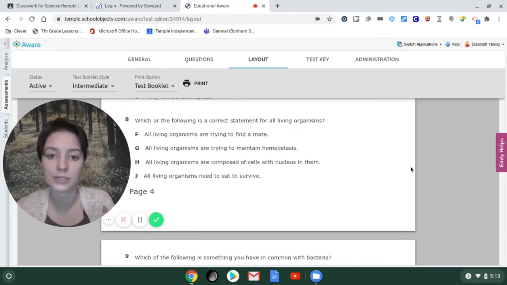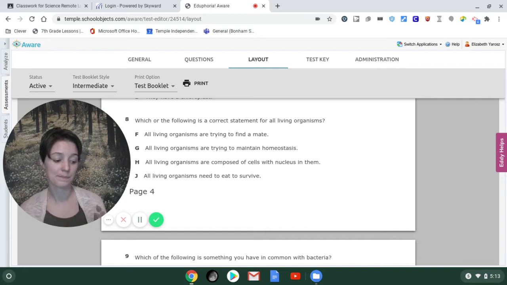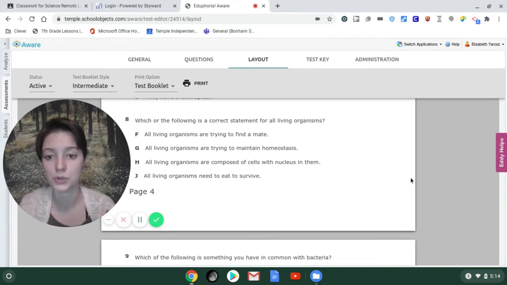Number 8, which of the following is a correct statement for all living things? Again, this is your cell theory foldable. F, all living organisms are trying to find a mate. Not necessarily. Animals like us, yes, we have to find a mate to make offspring or babies, but bacteria and a lot of other organisms can just clone themselves. If you have bacteria multiplying on a countertop because you haven't cleaned the raw chicken that touched it, they're just multiplying and multiplying because they're dividing into two. So that's not true.